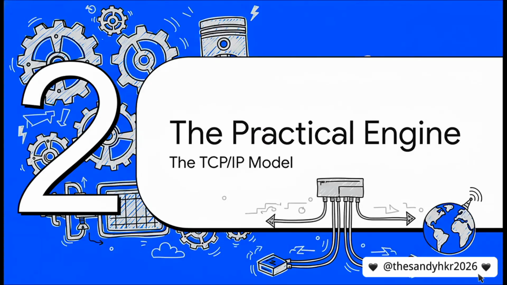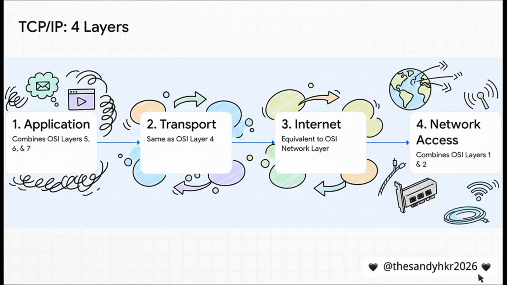So if the OSI model is that perfect blueprint, what's the actual engine powering the internet we use every day? Well, that would be the TCP/IP model. This is the framework that was actually built, the one that got the job done. The TCP/IP model is way more streamlined, just 4 layers. Its application layer at the top is a real workhorse. It basically combines the jobs of the top 3 OSI layers all into one.